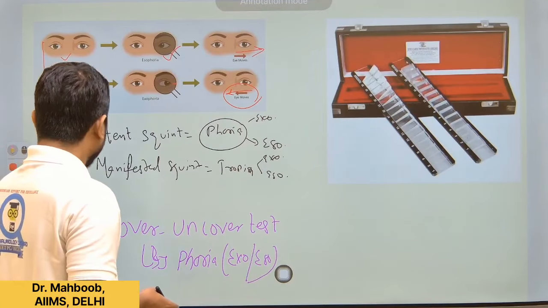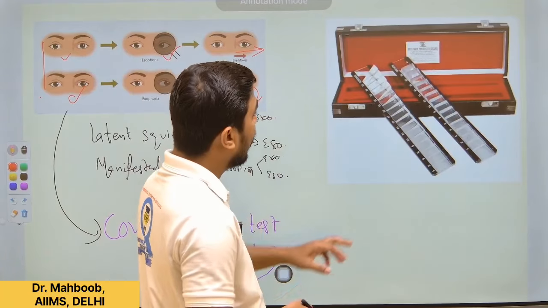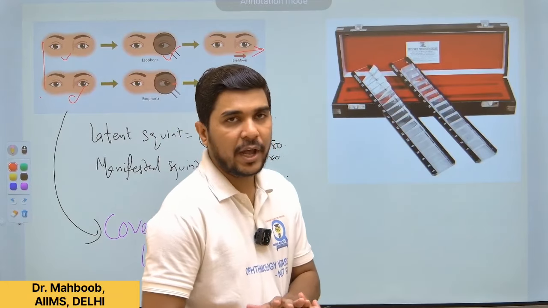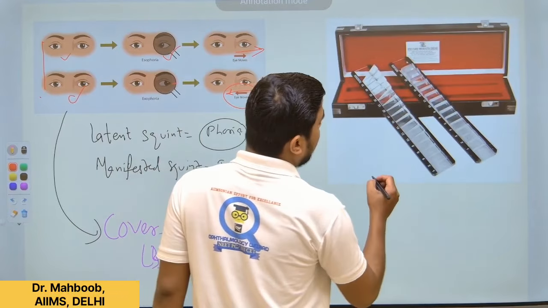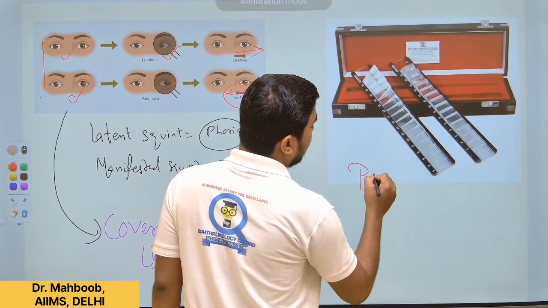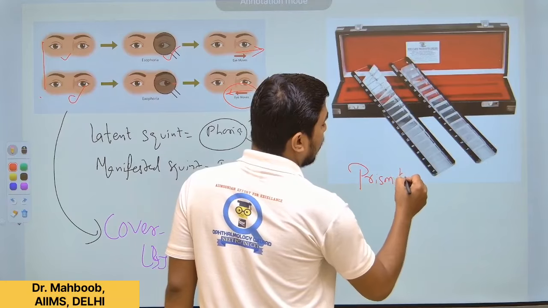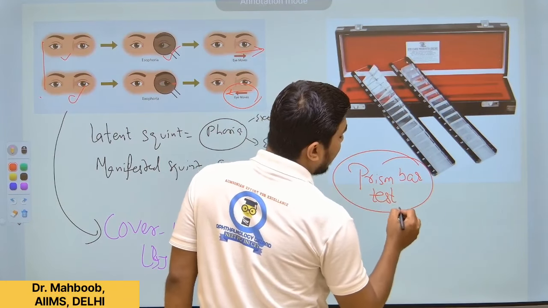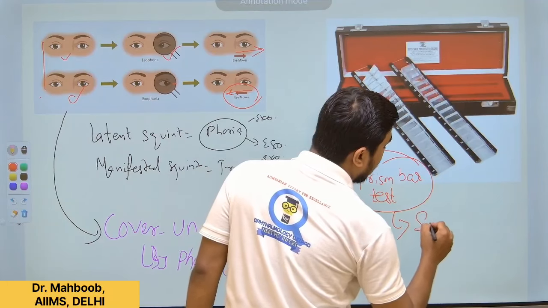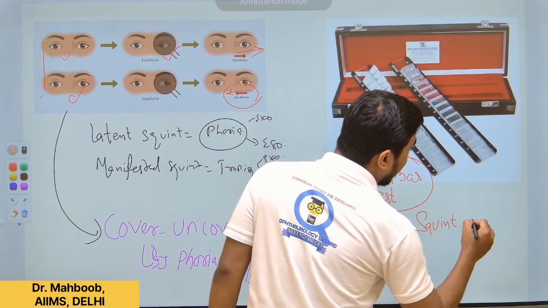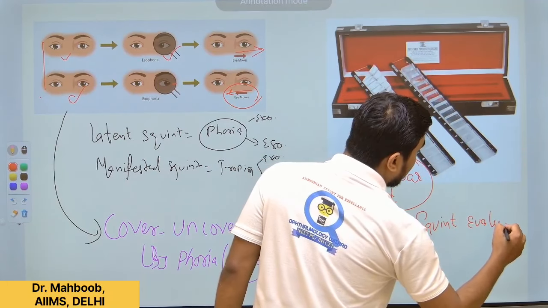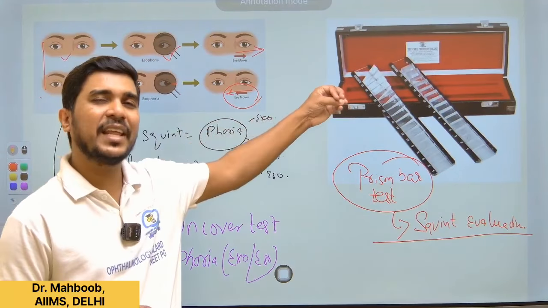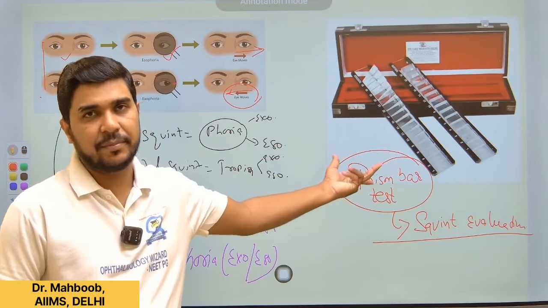Now coming to this, what is this prism? This prism bar is fixed like this, this is called a prism bar. We use it for the squint evaluation. That's it. I have just given you this as an example that they can ask in the exam. That's why.